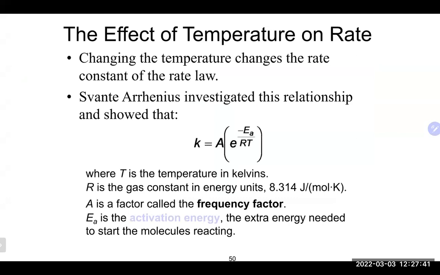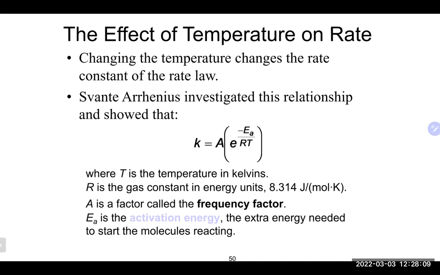So let's talk about the effect of temperature on the rate of the reaction. Changing the temperature changes the rate constant and the rate law. There's actually an equation that relates it, which is one version of the equation that we don't use all that often, but we'll see a much nicer version in just a second. But this also explains why when we increase the temperature, the reaction rate will start to increase as well.